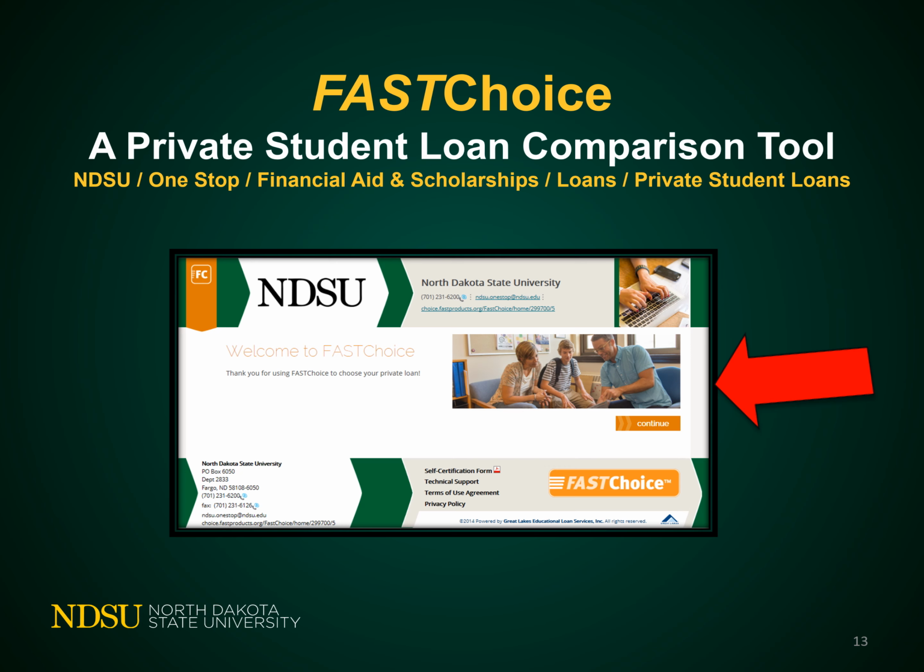So how do you determine which lender to use? NDSU has a loan comparison tool available online called Fast Choice. You can locate this tool by going to the NDSU homepage, search for NDSU Financial Aid and Scholarships. From the Financial Aid and Scholarships homepage, you can select loans and then select private student loans. From there, simply slide down the page until you see this icon. Then click on the icon to enter into the Fast Choice online tool.